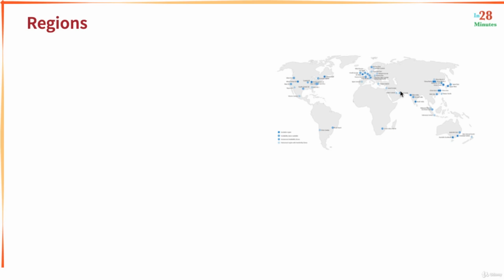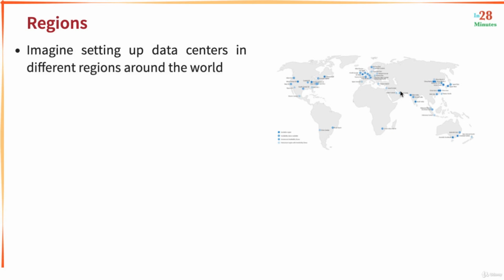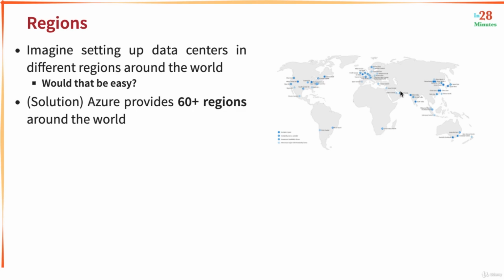Welcome back. In the previous step, we talked about the fact that setting up data centers in different regions around the world is not easy. And that's where all the cloud providers, including Azure, provide us with regions all around the world. Azure provides 60 plus regions around the world, which is an ever expanding list. There are new regions added every year. Azure is the cloud provider which provides the most number of regions around the world.